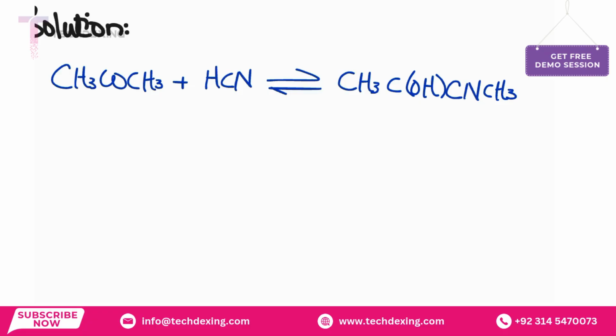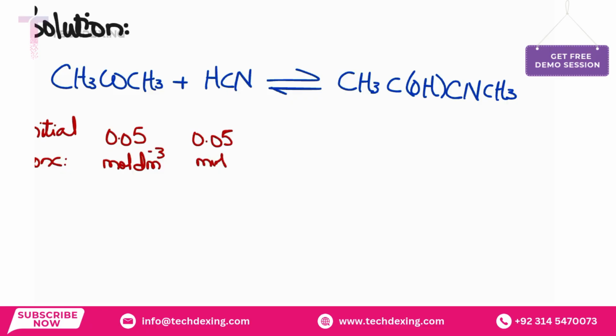It is said that the initial concentrations of both the reactants are provided to you: 0.05 moles of both. So at the start, the initial concentration is 0.05 mole per dm cube. In the same way, the HCN is also 0.05 mole per dm cube.